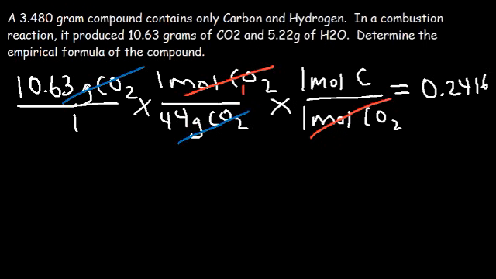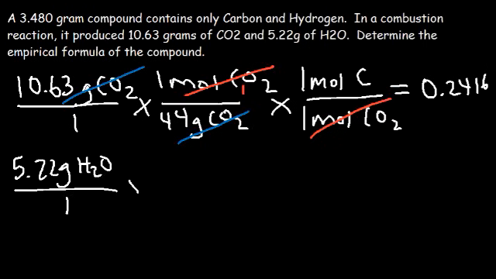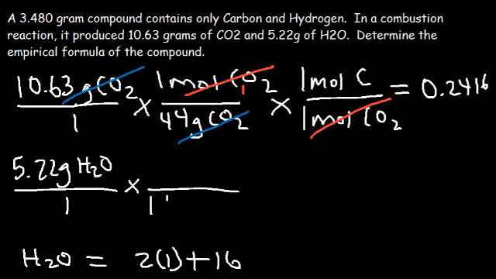Now let's do the same thing with water. Let's start with 5.22 grams of H2O, and let's convert it to moles. The molar mass for water is 2 for hydrogen, 2 hydrogen atoms, plus 16, so it's 18 grams per 1 mole of H2O.